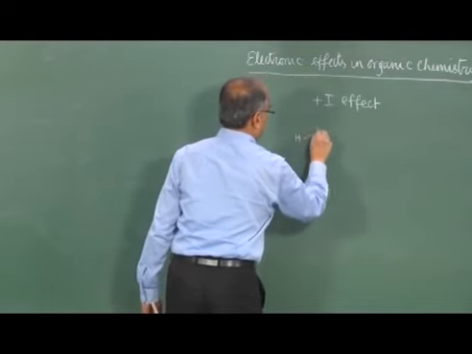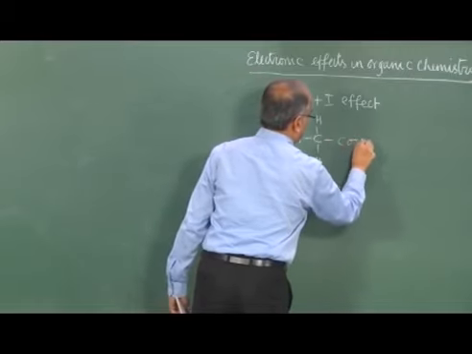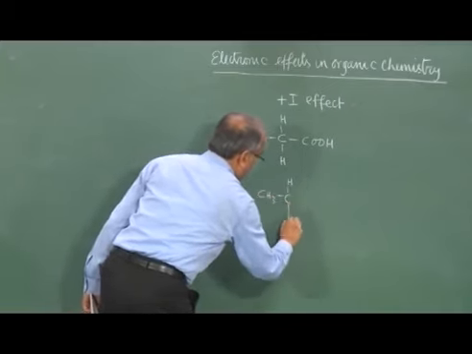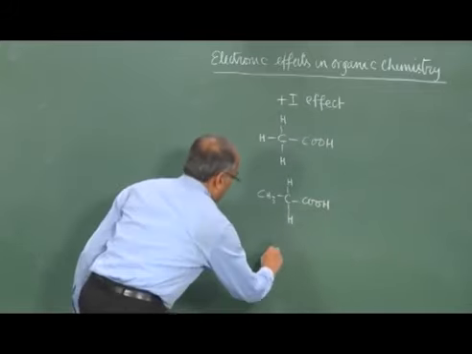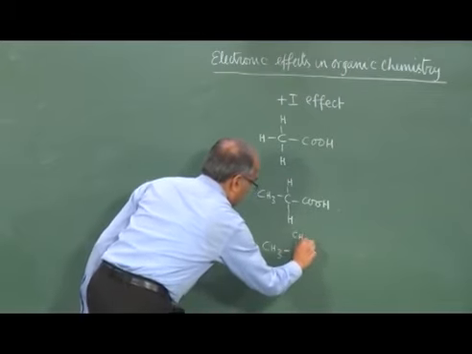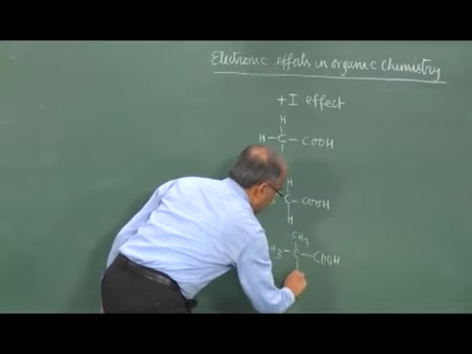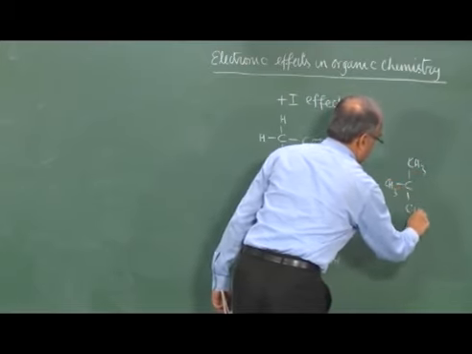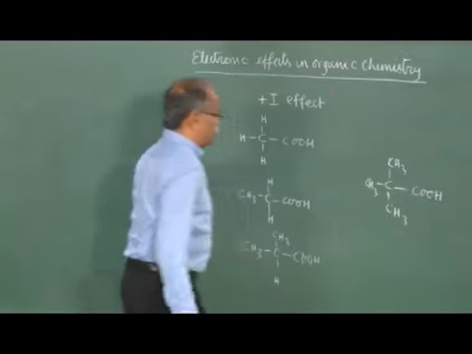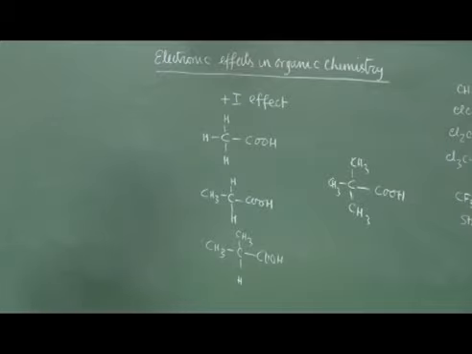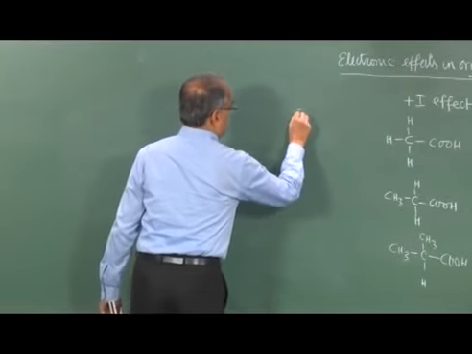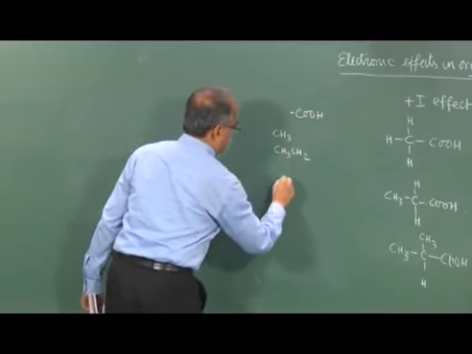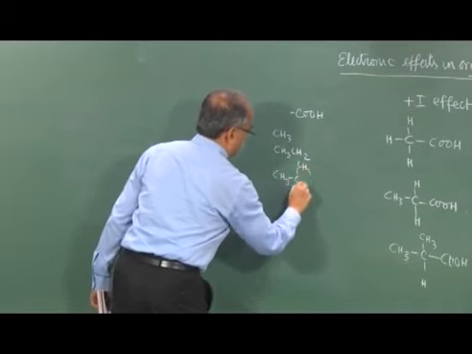One can also have plus I effect, which is the, let us say, for example, acetic acid, propanoic acid, next homolog series isobutyric acid, and finally tertiary butyl carboxylic acid, which is this particular carboxylic acid. Just like chlorine was showing the minus I effect, here the commonality is COOH. What is attached to the COOH is methyl, ethyl, isopropyl, and tertiary butyl.